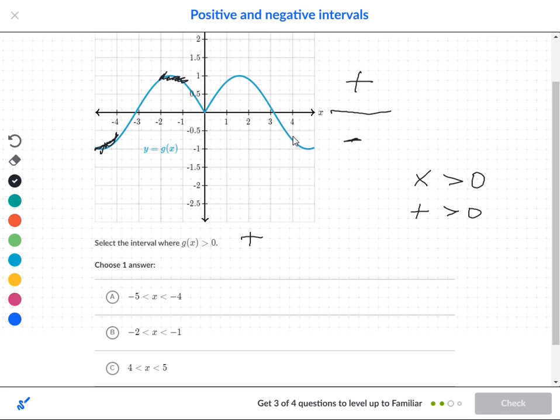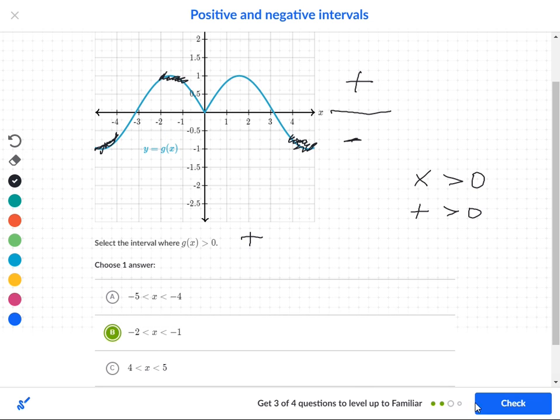And if we go on to 4 to 5, 4 is here, and the next number over would be 5. So 4 to 5 again is below the line. We want anything above the x-axis here. So what's above the x-axis is negative 2, negative 1.